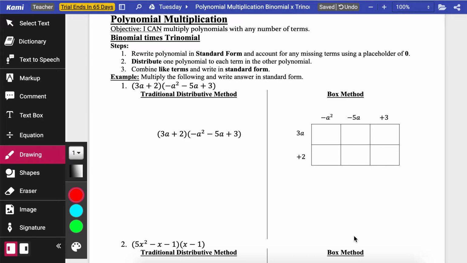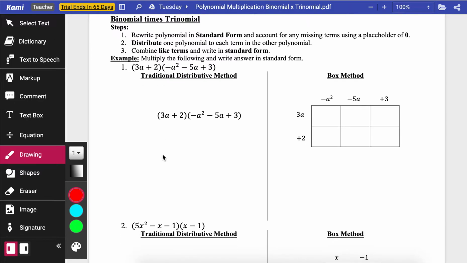Okay, so as you guys know, this week we're talking about multiplying polynomials, and all we're doing today is taking a step up to include trinomials in our multiplication. That's three-term polynomials. Our strategy is going to be exactly the same. Rewrite in standard form and use 0 as a placeholder. We won't really get to that until later in the week. Then we're going to distribute one polynomial to each term in the other polynomial. And finally, we'll combine like terms and write our answer in standard form.